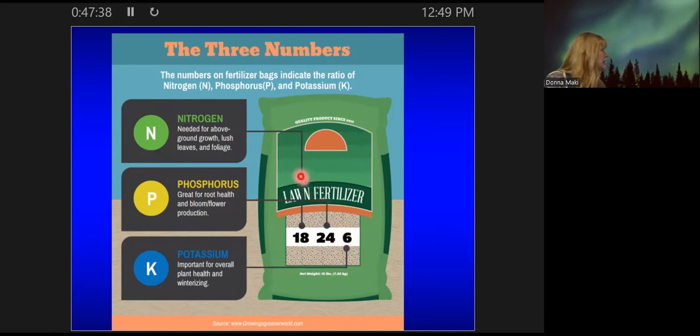Okay. So here you can see nitrogen. Typically, you need that for really good shoot and leaf growth. Phosphorus is good for blooming and flowering, and potassium is just good all the time, pretty much. Potassium is actually used pretty heavily by plants as well.